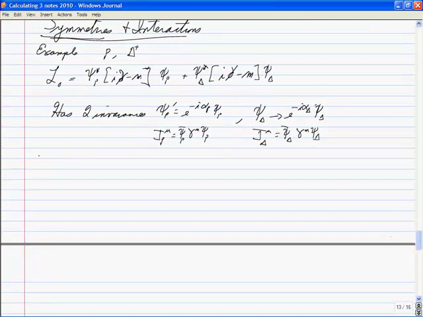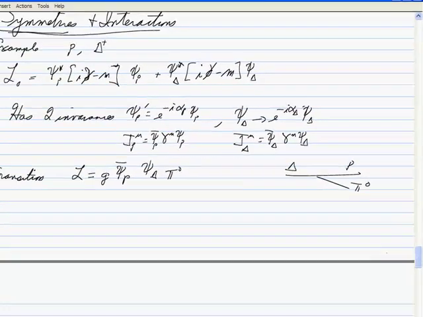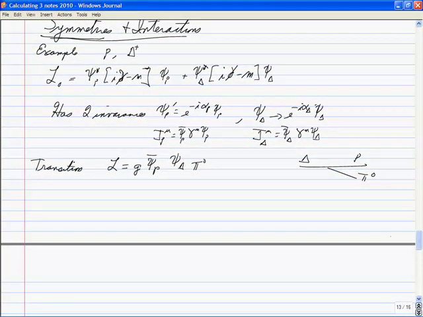But now let's imagine that, as happens in the real world, there's a transition. Let's write out a Lagrangian that has some transition that takes a delta into a proton by emitting, well, in the real world it's a pi zero. So you take a delta, proton, emits pi zero particle. There's a transition. Okay. Now this is not invariant now.